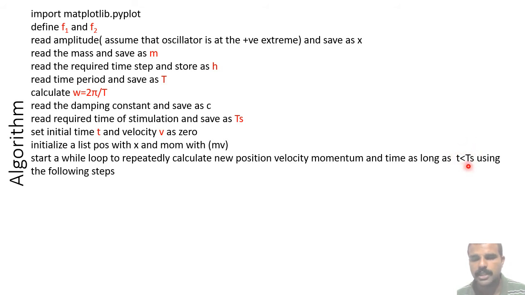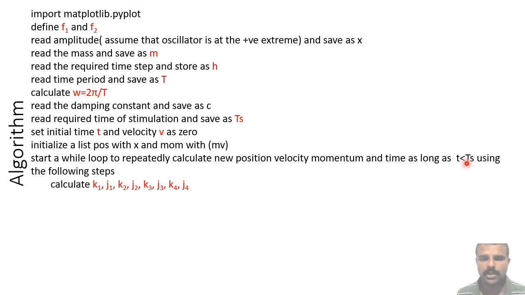But if t is less than TS, we will calculate new position and new momentum. Once t becomes equal to TS, we can stop the process of simulation. So that's the idea. And we are going to repeat the following steps.